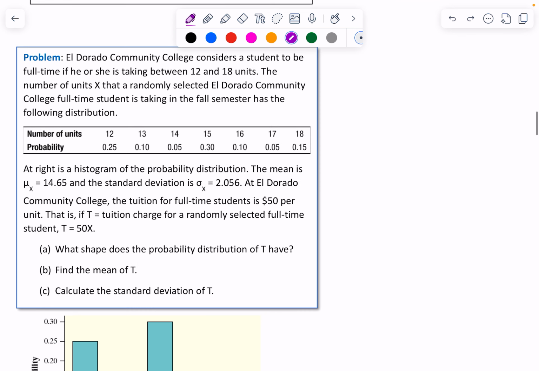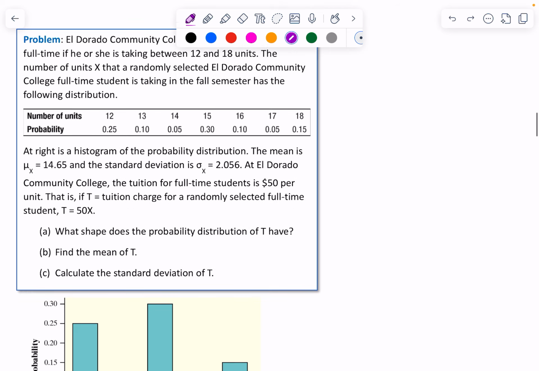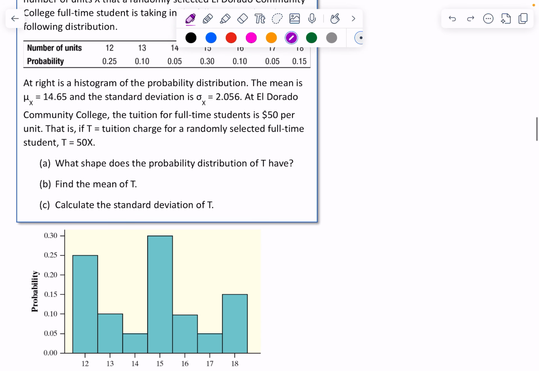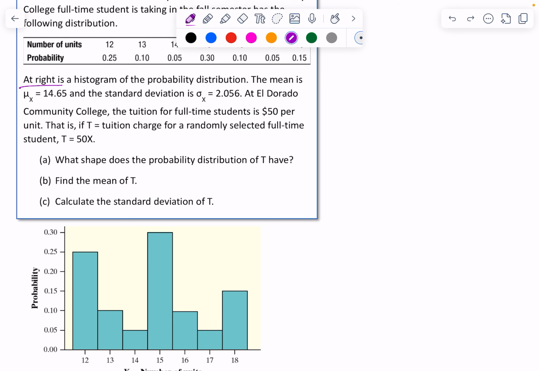So we have the number of credits at the right. Well, it says at the right, but I put it below. Is the histogram of the probability distribution. The mean is 14.65 credits, and the standard deviation is 2.056 credits. All right, tuition for full-time students is $50 per unit. That is, if T equals tuition charge for a randomly selected full-time student, T equals 50X.